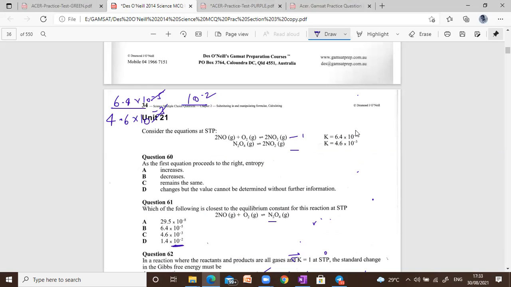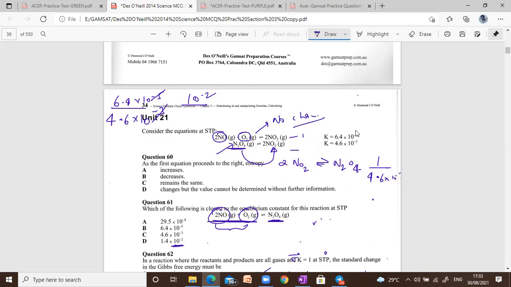First of all, compare your original reaction with the given reaction. Here you can see N2O4 is present in the product side in the original reaction. In the second equation, N2O4 is given, but it is present in the reactant side. So I will convert this into the product side by reversing this reaction, means 2NO2 gives N2O4, and this will become 1 upon 4.6 into 10 to the power minus 3. And 2NO and O2 are present in the reactant side, so there is no need to change the first equation.